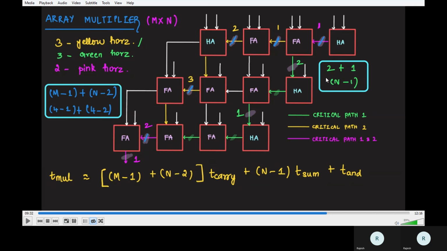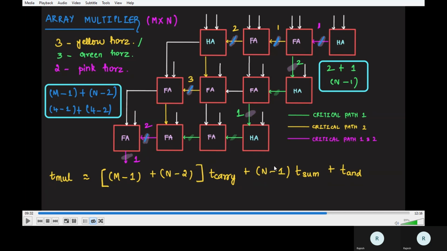Whereas this n minus 1 we are getting here, and that is because of the number of critical paths. The number of critical paths are 2 plus 1. 2 are yellow and green, 1 is pink color. So it is 3. So that 3 you can get by n minus 1.